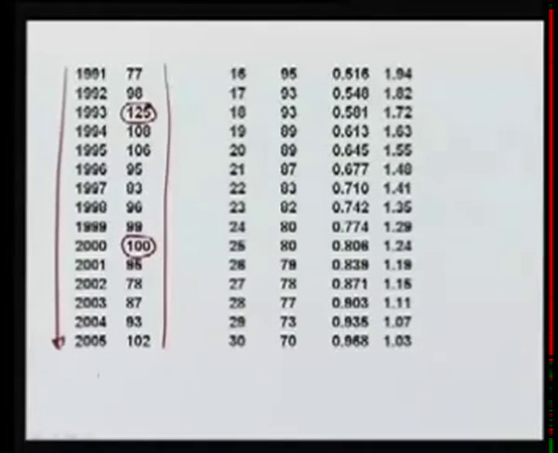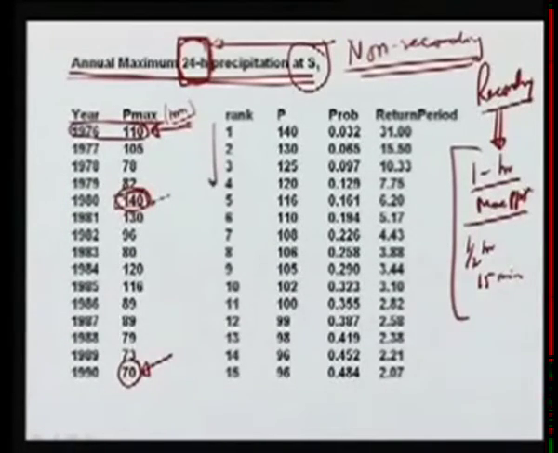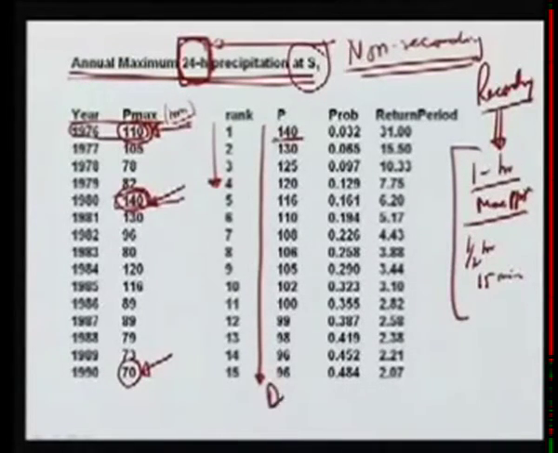This is 30-year data, and we arrange it in a rank which is decreasing order. So the 30-year data which we have of annual maximum precipitation shows us that the overall maximum is 140 over this period. So the top value here will be 140, and then this is in decreasing order. So 140 is the maximum, then we have 130, 125, 120 and so on. So we arrange all the data and give it a rank.